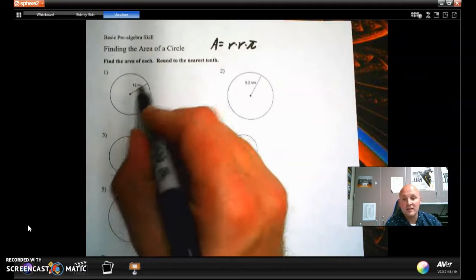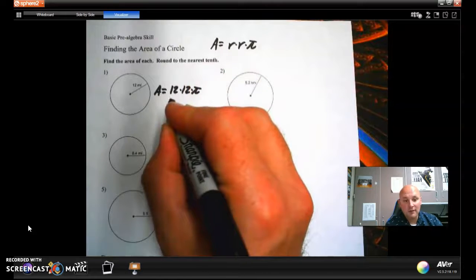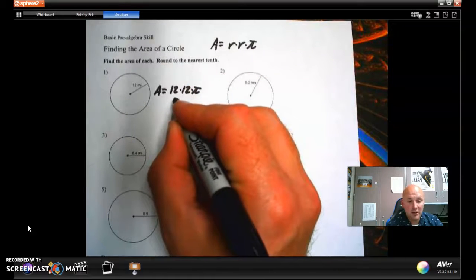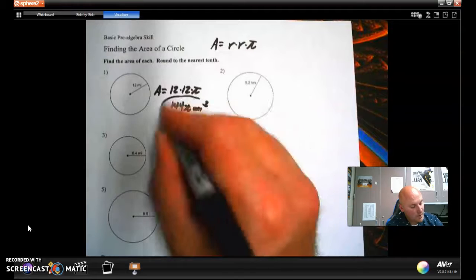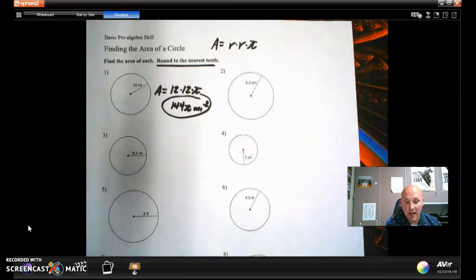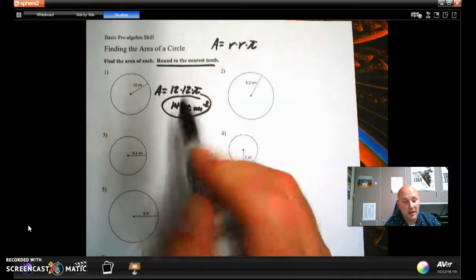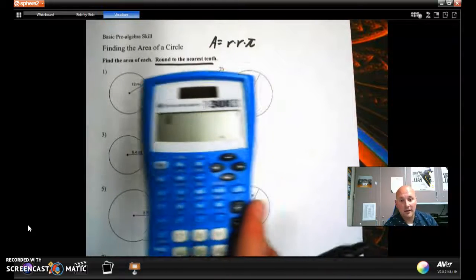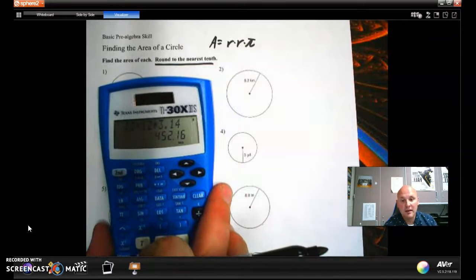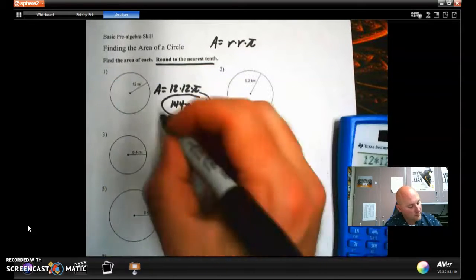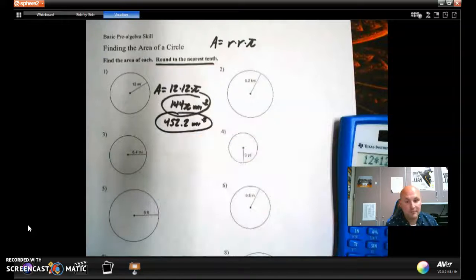So number 1, the radius is 12. That means area equals 12 times 12 times pi, if you have a calculator. If not, you probably do that in your head. It's 144 pi miles squared. Now, I know it says round to the nearest tenth. You don't have to do that, though. This is a more accurate answer than that. I want to see this. But if it drives you crazy, you are more than welcome to take your calculator and go 12 times 12 times 3.14 and round your answer to the nearest tenth. So it'd be 452.2 miles squared.